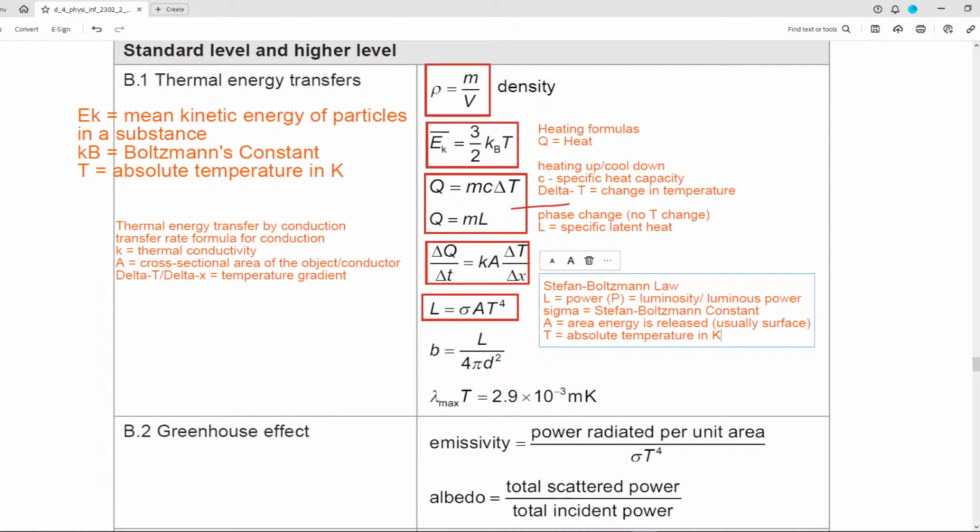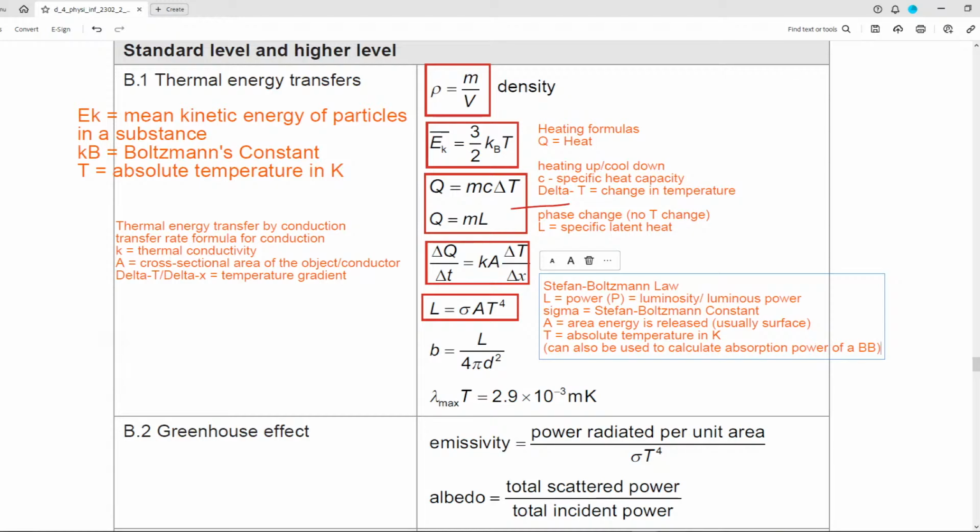Now, because a black body absorbs everything and releases everything, this can also be used to calculate how much energy is being absorbed by a black body. It can also be used to calculate the absorption power of a black body. In that case, however, the only difference is that when it's absorbing power, it's not luminous. You should use P instead of L.